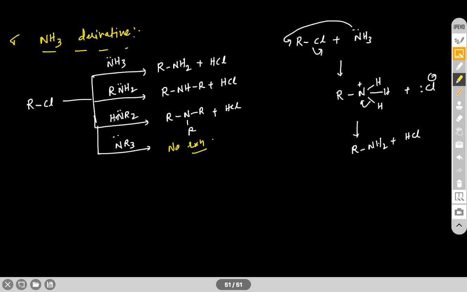atom. If you have at least one hydrogen, this hydrogen can come out to stabilize the positive charge of nitrogen here. But here we do not have any hydrogen atom, and an alkyl group cannot come out as R minus, R plus. Okay, it is not possible. Hence, this does not react.